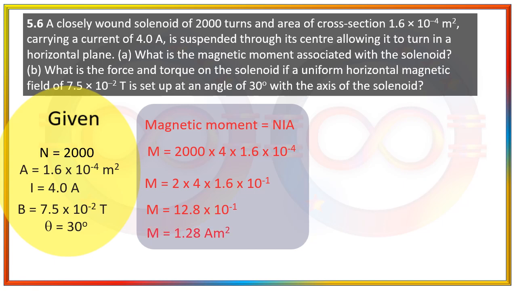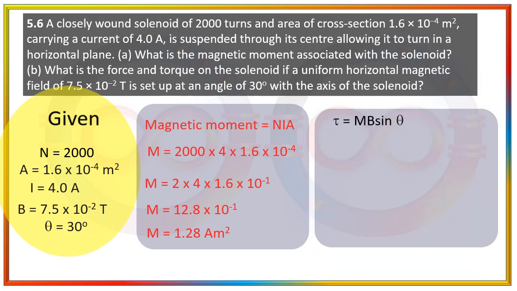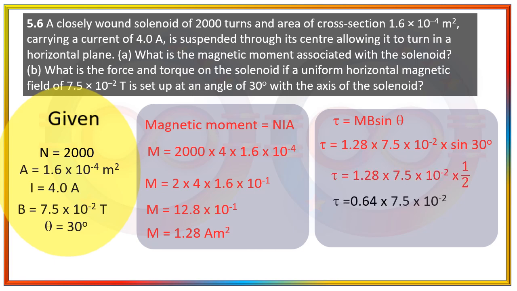Now the B part: what is the force and torque on the solenoid if a uniform horizontal magnetic field of 7.5 into 10 raised to minus 2 Tesla is set up at an angle of 30 degree with the axis of the solenoid? So B is given and the angle is given. We have to calculate the torque. The formula is mB sin theta. If we put m as 1.28, B as 7.5 into 10 raised to minus 2, and sin 30 as 1 by 2, the torque is 0.64 into 7.5 into 10 raised to minus 2. 0.64 multiplied by 7.5 is nothing but 4.8 into 10 raised to minus 2 Newton meter.